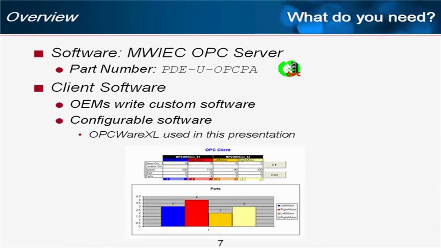I got the trial version of this one, and it uses Excel to display your data, and basically exists as a plugin to Excel. And so OPCware XL lets you do any of the things that you're used to with Excel to manipulate the data. And that's it for the overview.